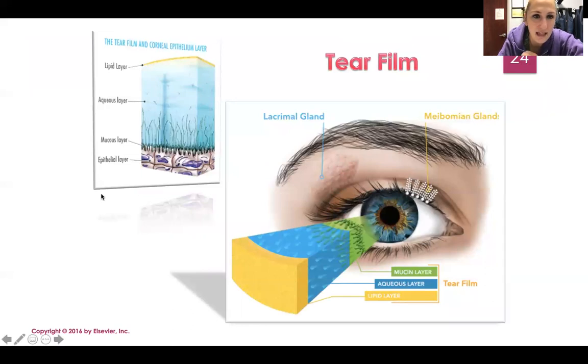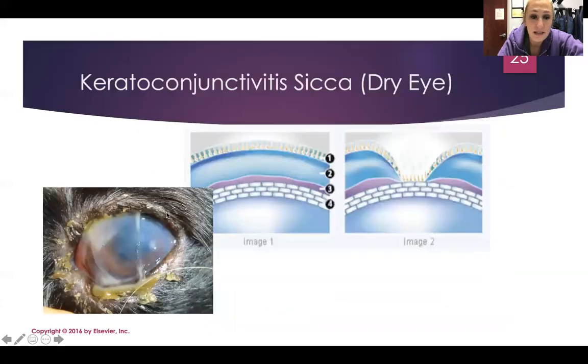Here's just another good visual of that lipid layer on the outside to prevent it from evaporating, to prevent it from falling out. And that comes from those meibomian glands. There's an aqueous layer, a mucus layer, and an epithelial layer, so that all is produced there. There are those meibomian glands, or tarsal glands, of the eye. The lacrimal gland is up underneath the eye here and produces that aqueous layer, and that mucin layer, which has those antibacterial substances. Ooh, gross. So this is KCS, or keratoconjunctivitis sicca, an autoimmune dry eye, severe dry eye.